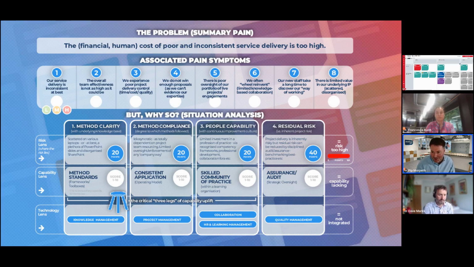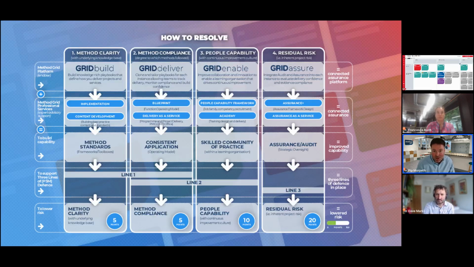the separation between knowledge management and project management. And what we've done with our platform is join that up, so you can build knowledge-rich playbooks that define how you want to deliver services and projects.